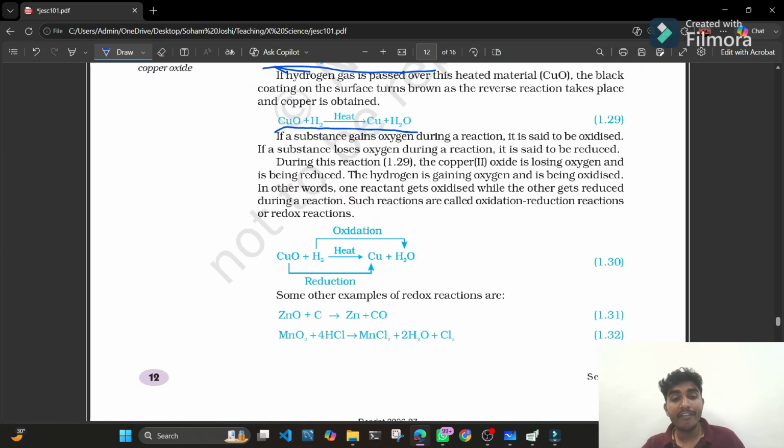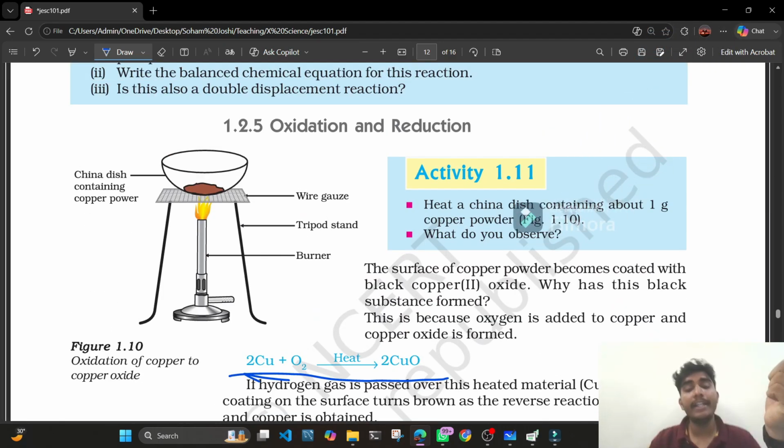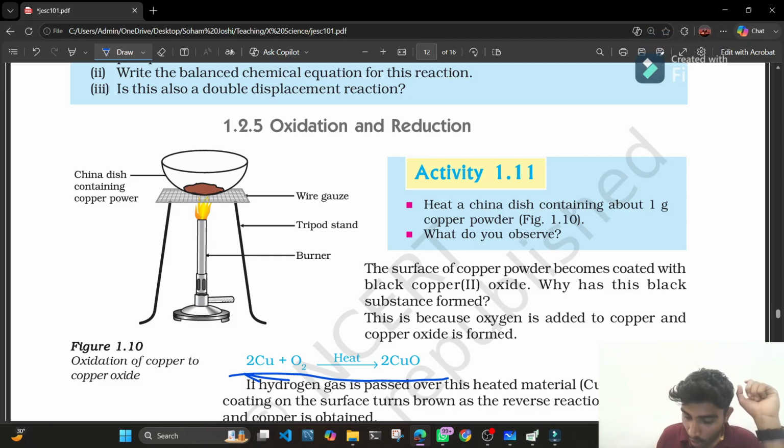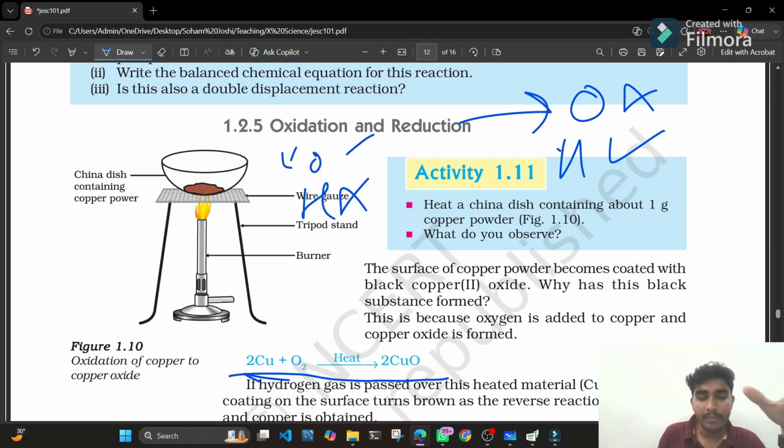So basically, whenever oxygen is gained or hydrogen is removed in a chemical reaction, we say that oxidation has happened. Oxidation is addition of oxygen or removal of hydrogen. And reduction is vice versa: removal of oxygen and addition of hydrogen. Any one of them, right?